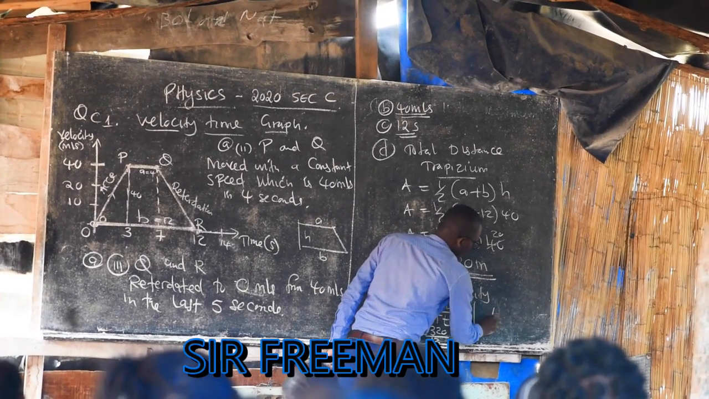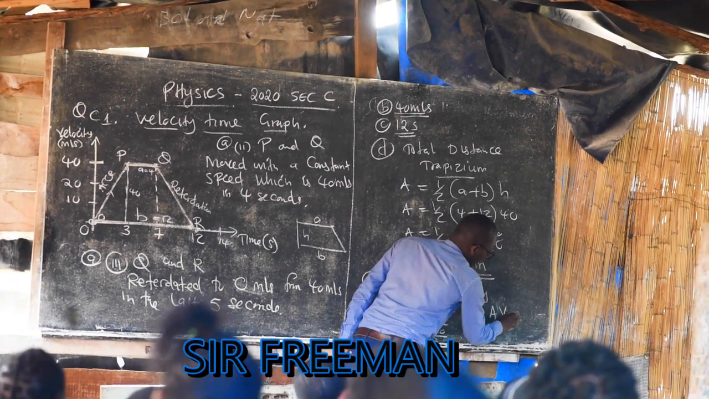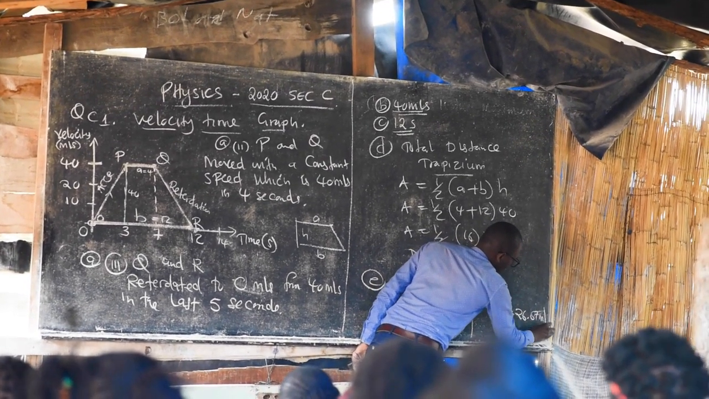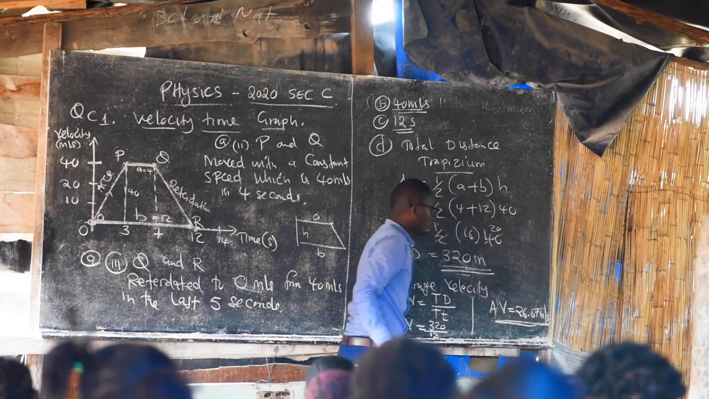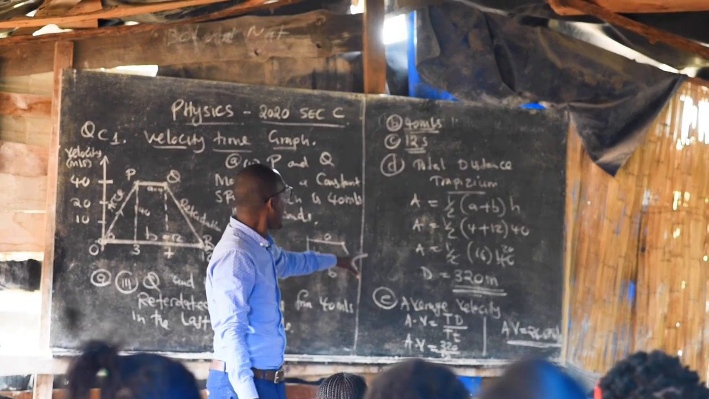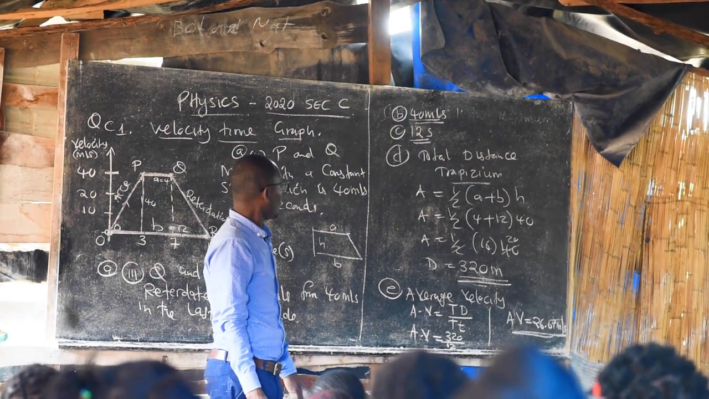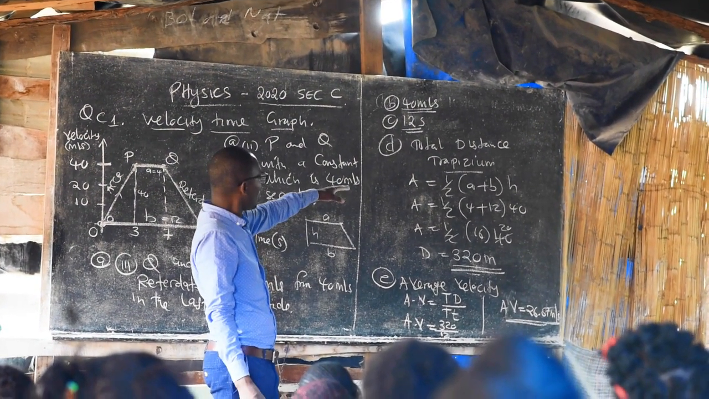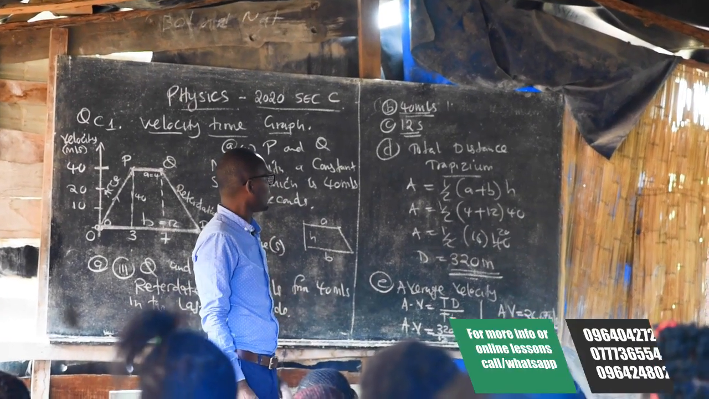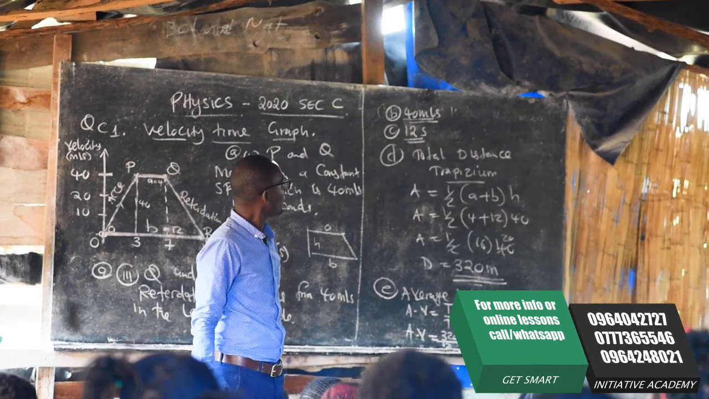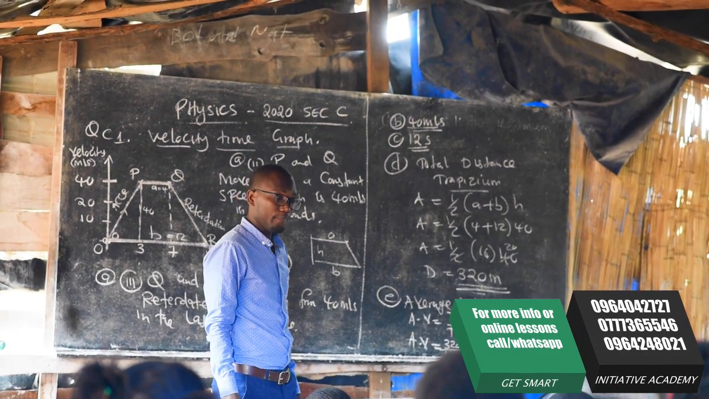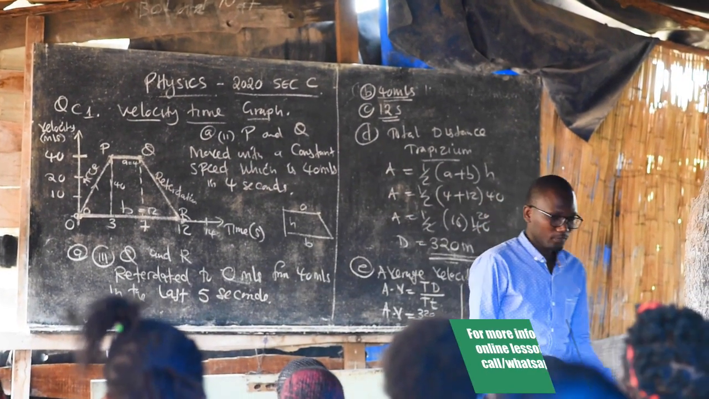26.67. So the average velocity goes to 26.67 meters per second. That is our average velocity. So you have to find the total distance, which you have found. Then the total time has been given to be 12. You divide, and you get the answer in meters per second. And that's our final answer. Is that okay? Thank you.